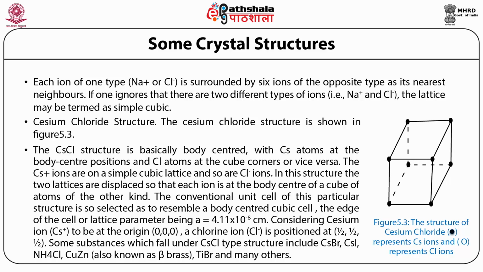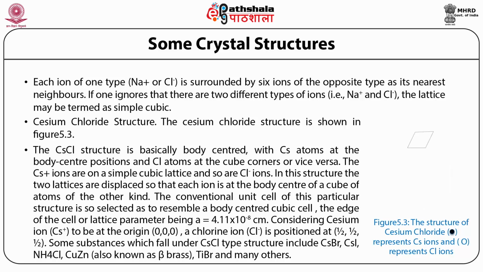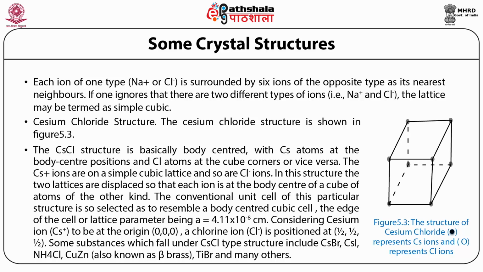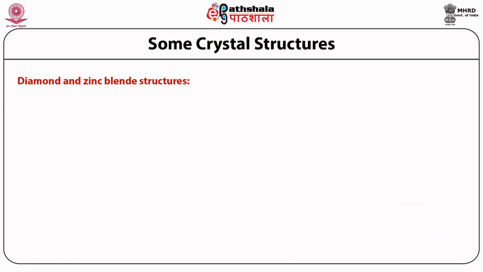Some substances which fall under CsCl type structure include CsBr, CsI, NH4Cl, CuZn, which is also known as beta brass, TlBr, and many others.